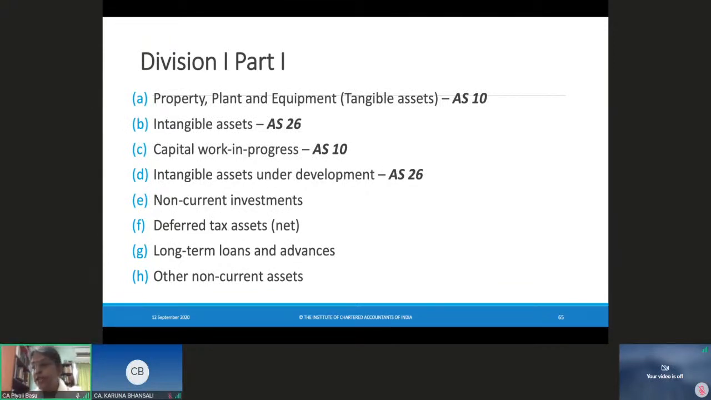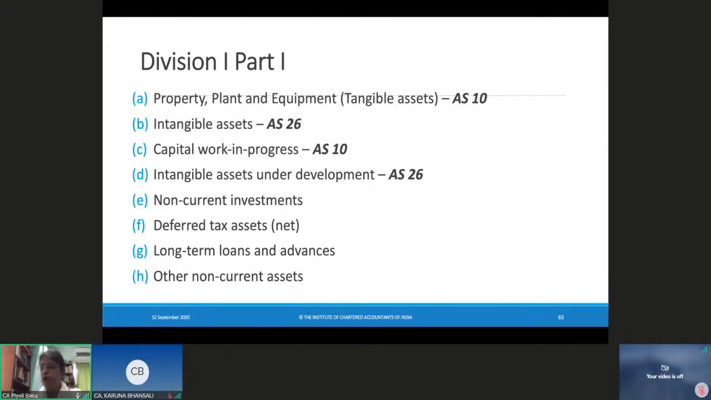Now, it should be kept in mind. It should not be in the T form anymore, and so not horizontally. Basically, the Schedule III minimum requirements say that it has to be in this format.